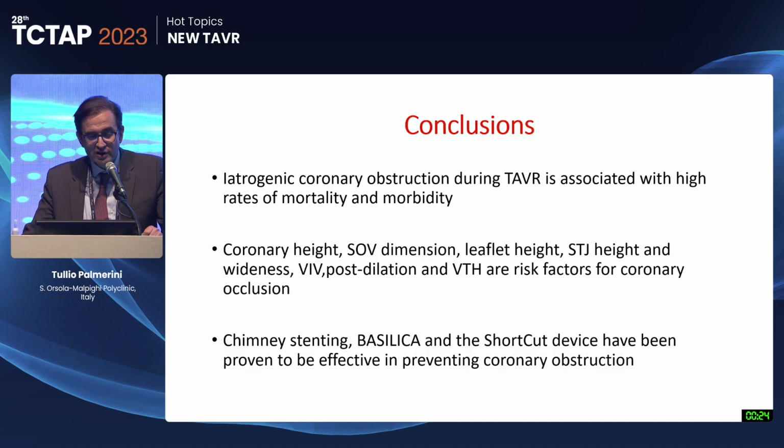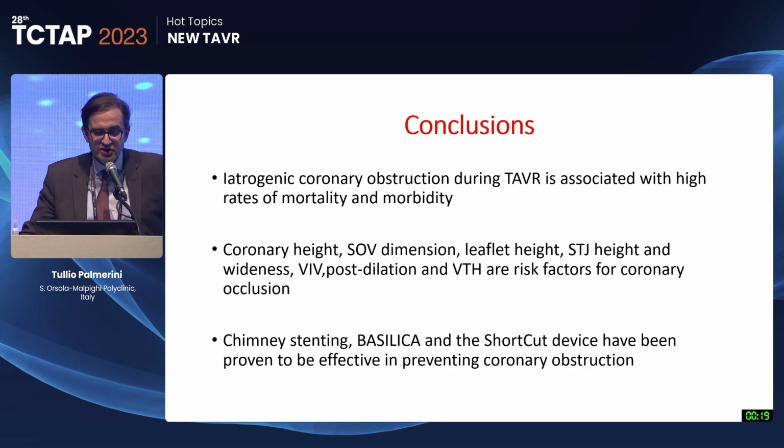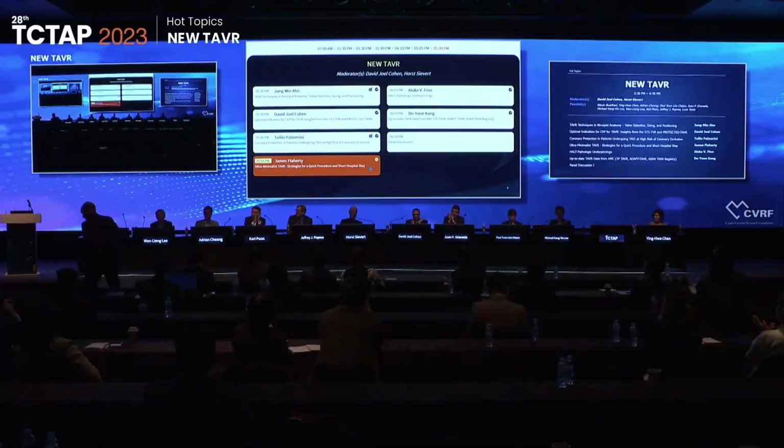So in conclusion, iatrogenic coronary obstruction during TAVR is associated with high rates of mortality and morbidity. Coronary height, soft dimension, leaflet height, STJ height and width, valve-in-valve procedure, post-dilatation, and VTH are risk factors for coronary occlusion. Chimney stenting, Basilica, and the ShortCut device have been proven to be effective in preventing coronary obstruction. Thank you very much.